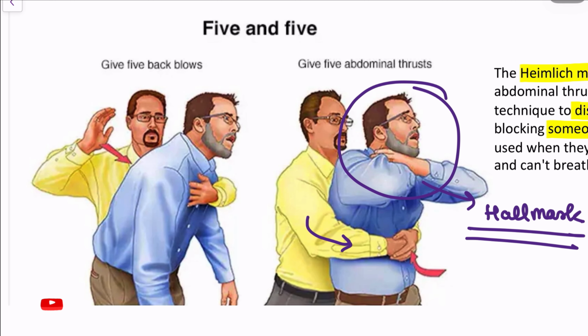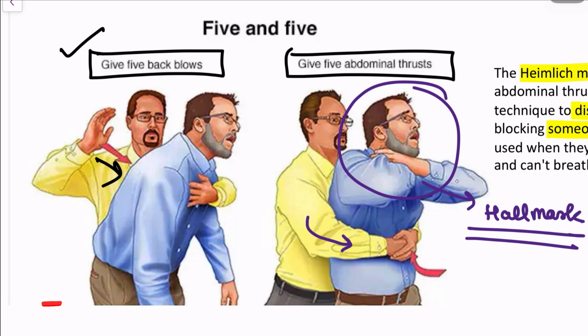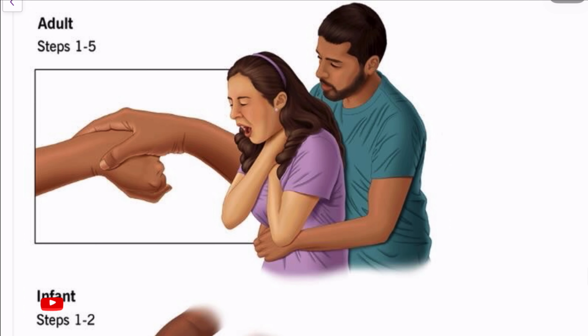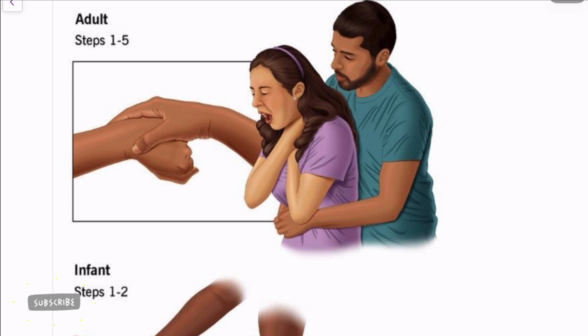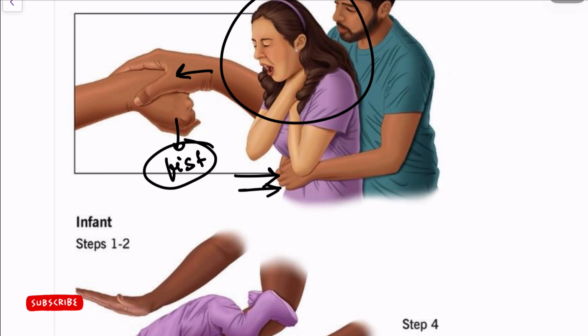How to do Heimlich maneuver? You have to give 5 back blows and you have to give 5 abdominal thrusts. First, you have to give the back blows and then the abdominal thrusts in cases of choking. Here you can see how a choking patient presents to you, and you have to make a fist. Make a fist with one hand and hold that fist with the other hand, and give pressure to the abdomen so that the object gets dislodged from the trachea.